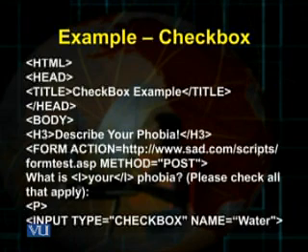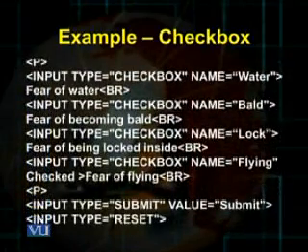Because of the paragraph tag, there would be a line break, a line space, and after that you see there are 4 different input tags to create 4 different checkboxes or 4 different options. So in the first input tag, type equal checkbox, name water, because that option related to water, so logically I gave the field name to the name attribute as water. That information is for the server side. And then I have written the words fear of water.